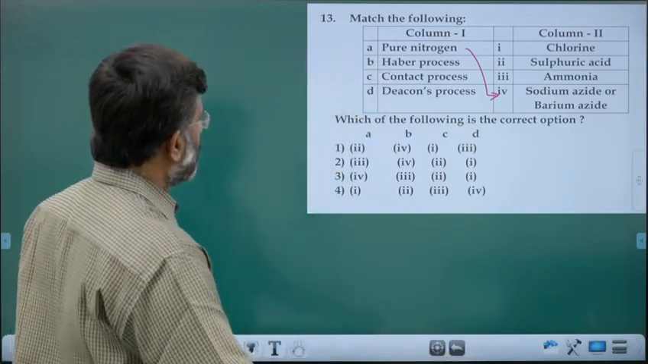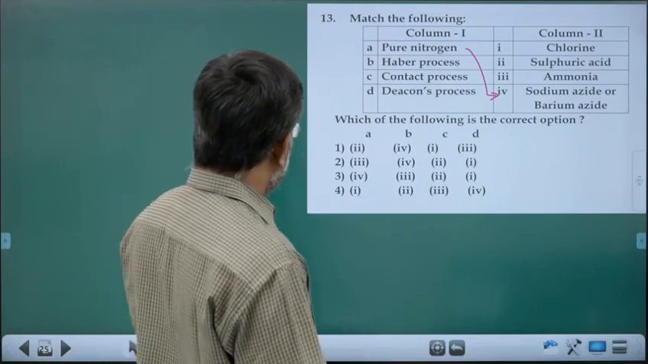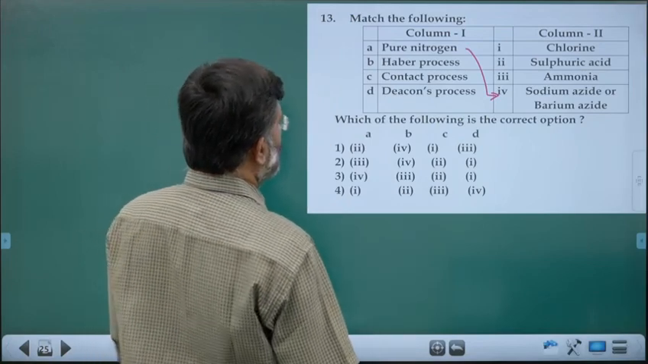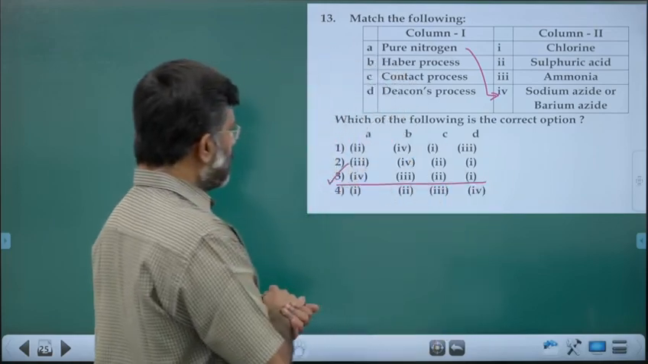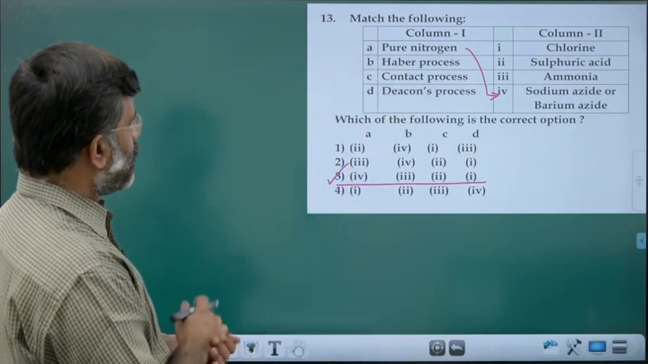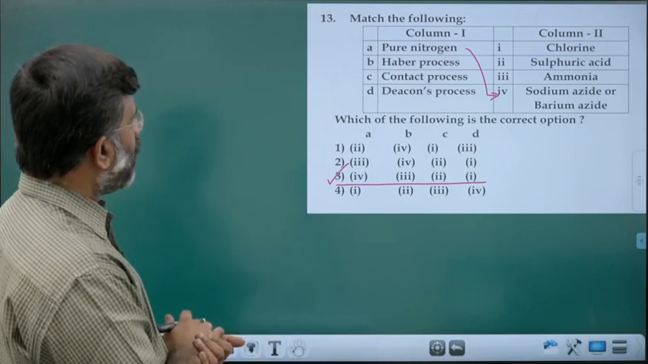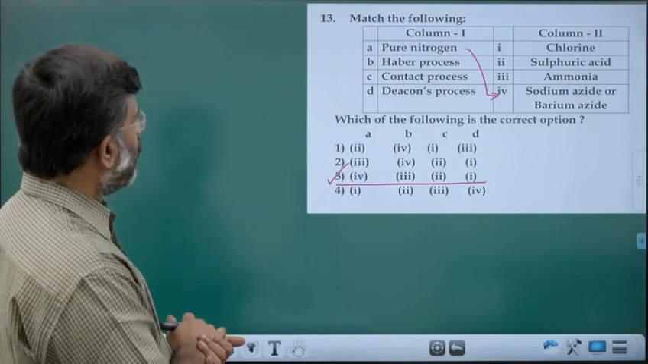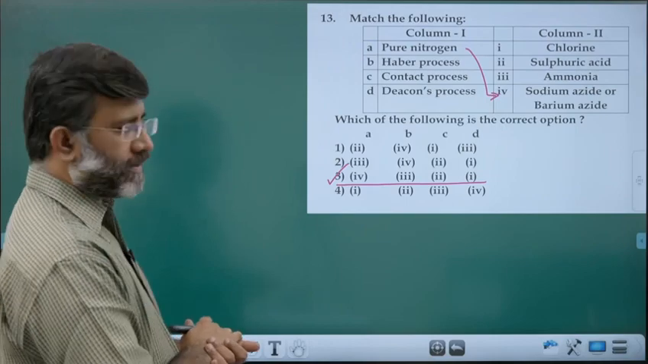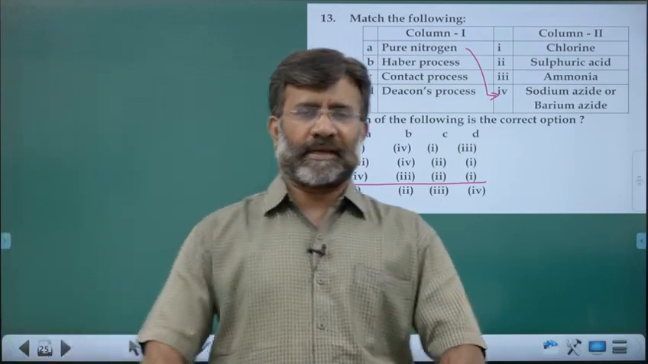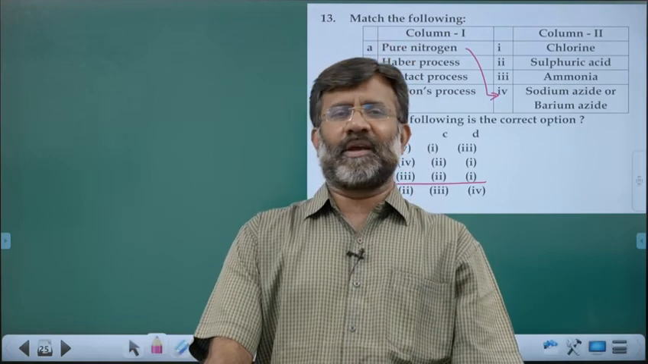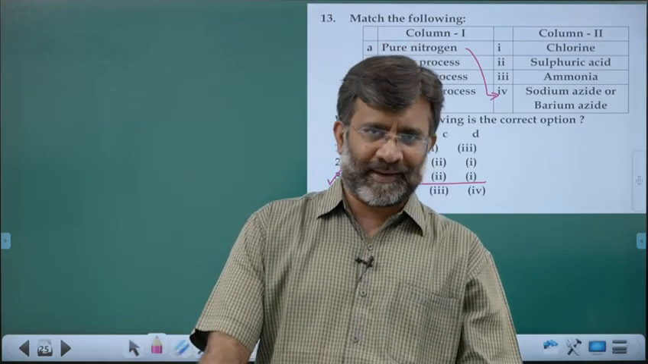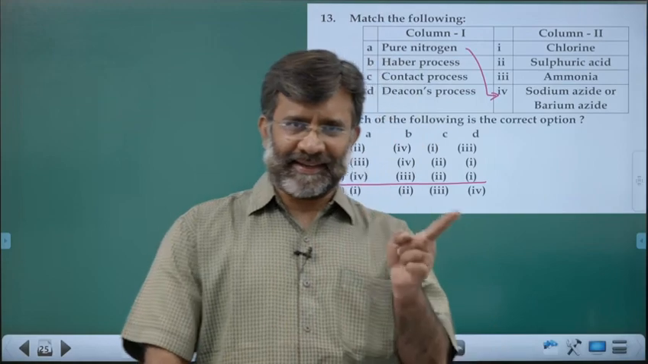Now, Haber process, ammonia. So A with 4. You get your answer, third choice. B with 3, Haber process, yes. C with 2, contact process, yes. D with 1, Dickens process, yes. All are referred reactions in the NCERT. But looking at the first choice itself, you are able to confirm your answer as option 3. Next question.